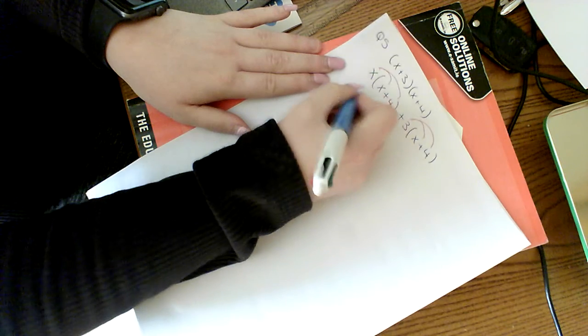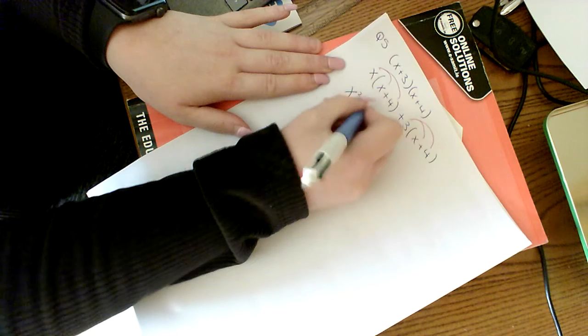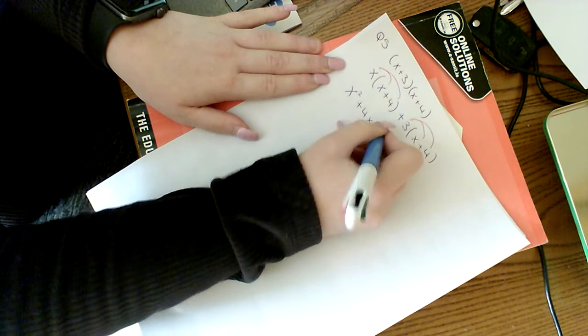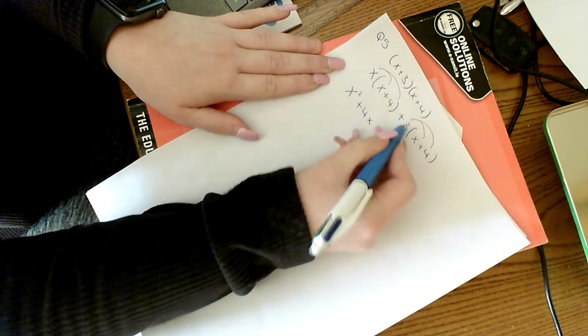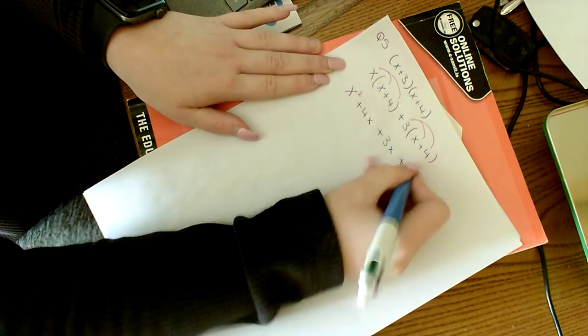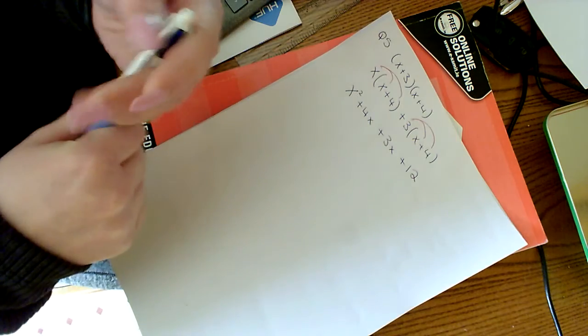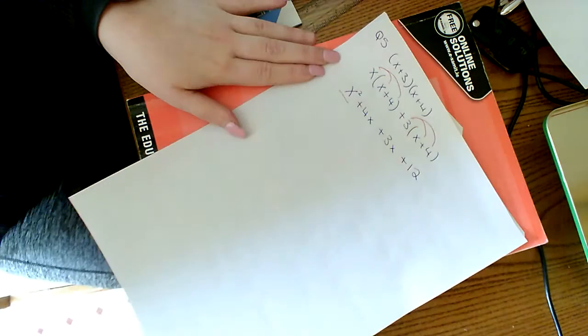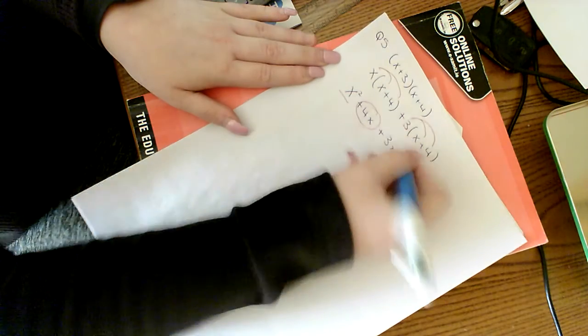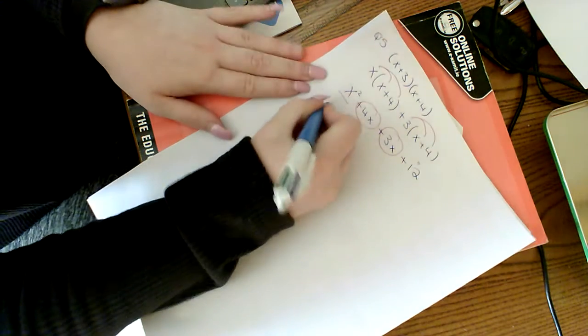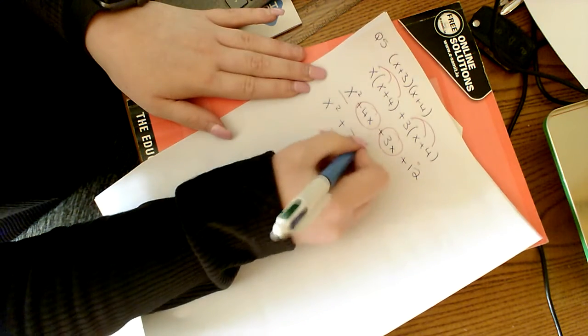And now I have x times x is x squared, x times 4 gives me plus 4x, 3 times x gives me plus 3x, 3 times 4 gives me plus 12. So now I need to underline things that go together. So I have nothing that goes with my x squared. I circle my x terms and I put a dot over my 12. So I'm left with x squared plus 7x plus 12.